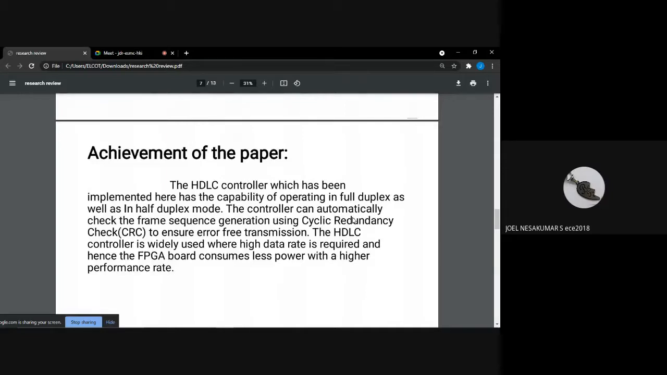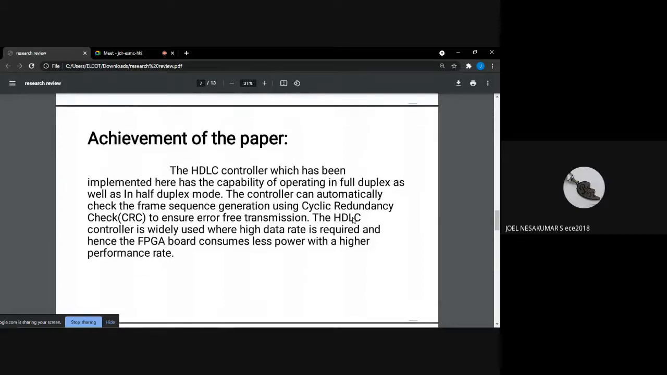And wherever we want high data rate, we can use the HDLC controller there. And the FPGA board consumes less power with a high performance, which is most important. So it is a big advantage. These are the achievements of the paper.